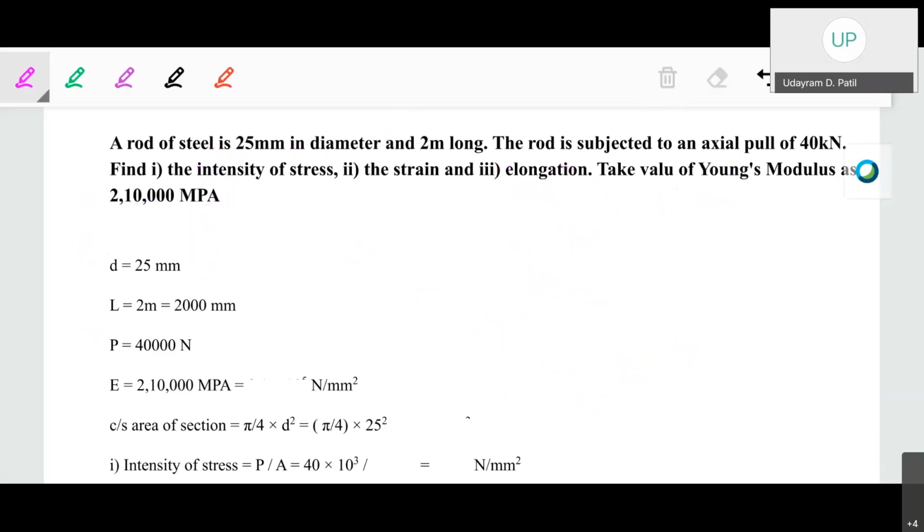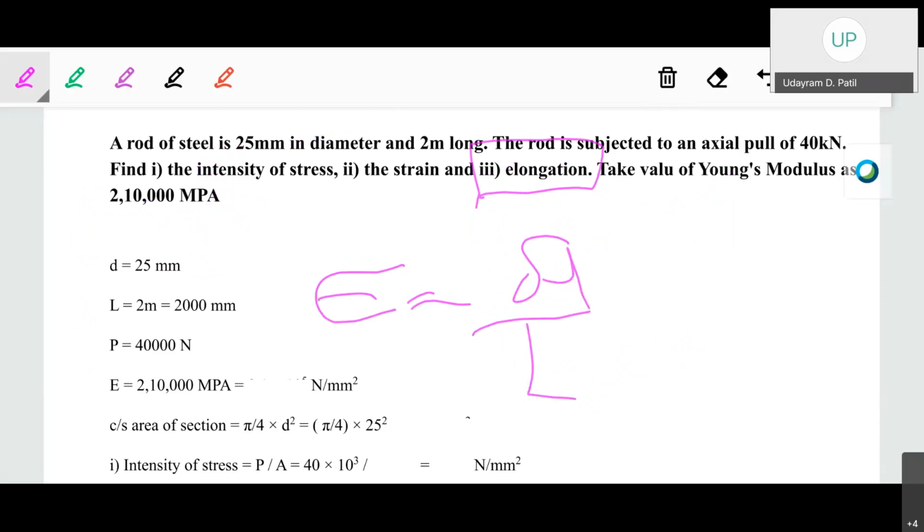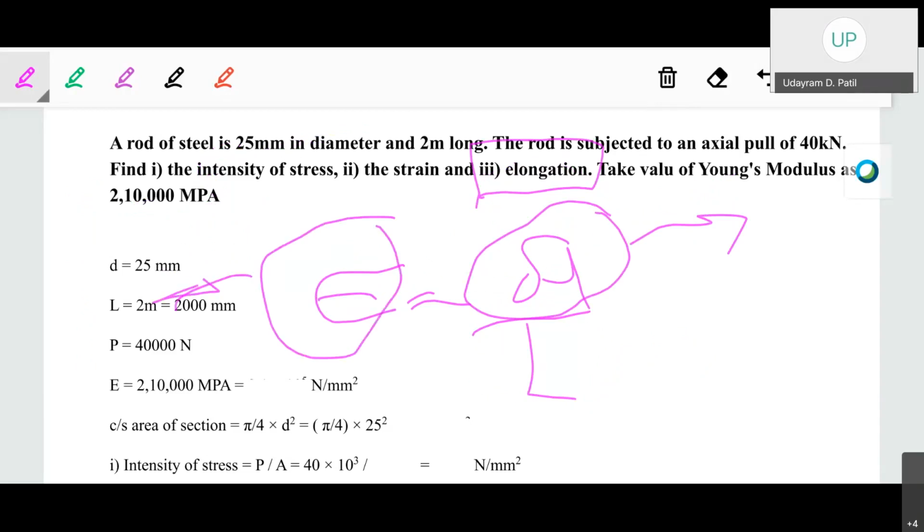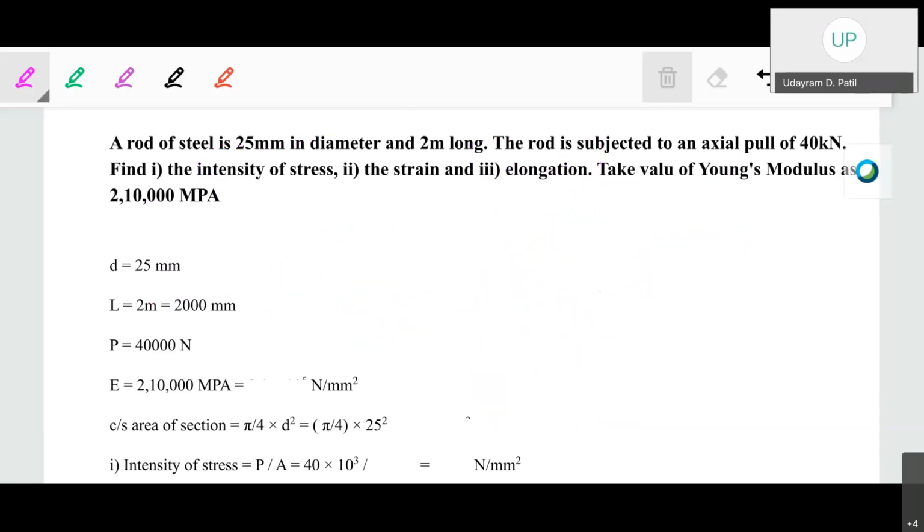Okay, similarly for the elongation we know that strain equals delta L divided by L. Now we have to find delta L. So we have the value of E, and the previously calculated value of epsilon, or the strain, multiplied by the length of that particular member. You can easily calculate delta L, that is the elongation of that particular bar. So this way we can easily calculate all of these 3 quantities.